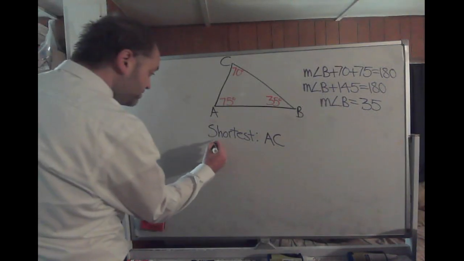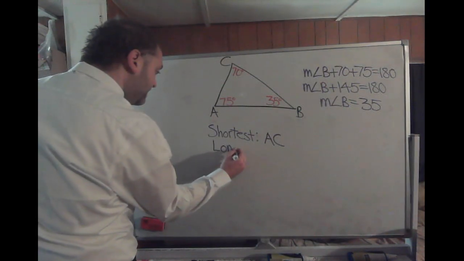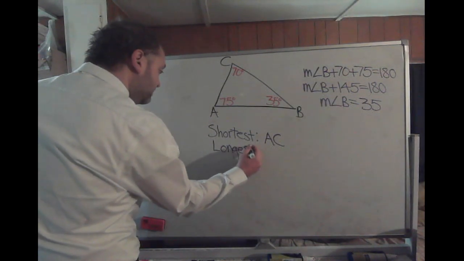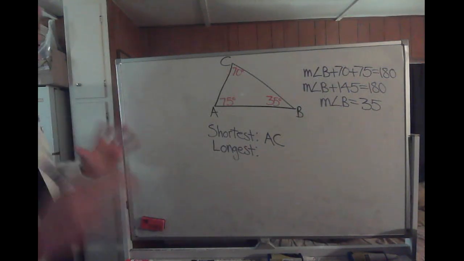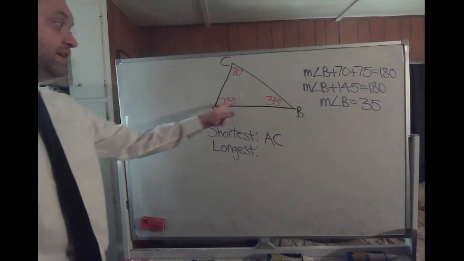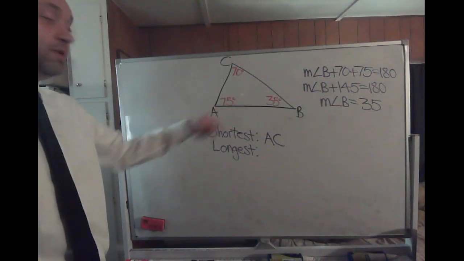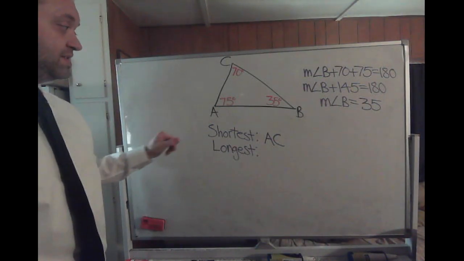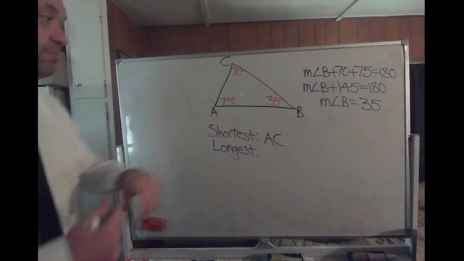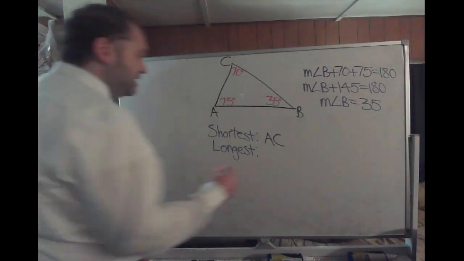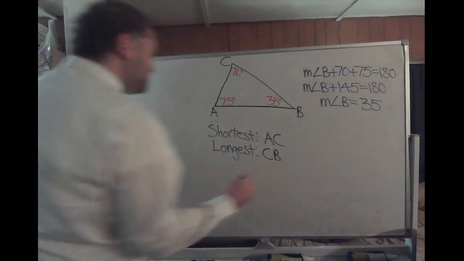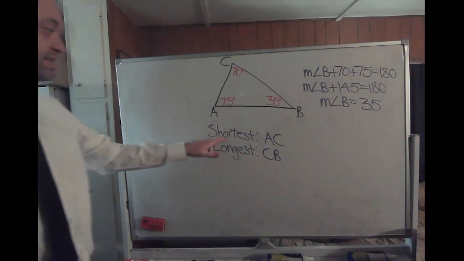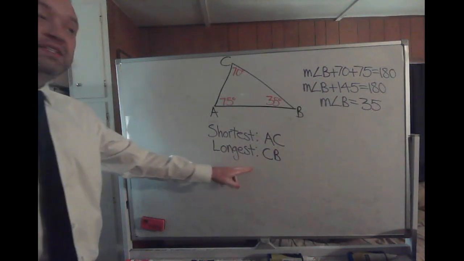So then, of course, we're going to find the longest side. The longest side is going to be the side opposite the largest angle. Well, the largest angle is 75 degrees with angle A. So that means the side opposite that is side CB, or BC, however you want to say it. I'll just call this CB for simplicity's sake. So your shortest side is AC, your longest side is CB.